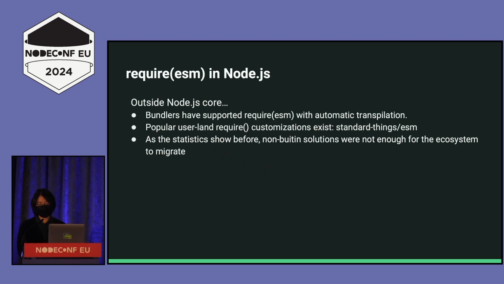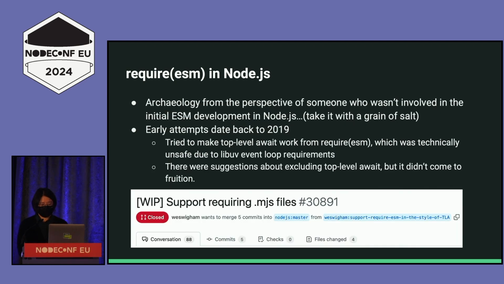Outside of Node core, bundlers have supported require(ESM) with automatic transpilation. And there are userland require customization packages that do the automatic transpilation, which were actually pretty popular on npm. But as we've shown with statistics before, these non-built-in solutions were still not enough to truly unblock the ecosystem to migrate. But why wasn't it supported in Node core?